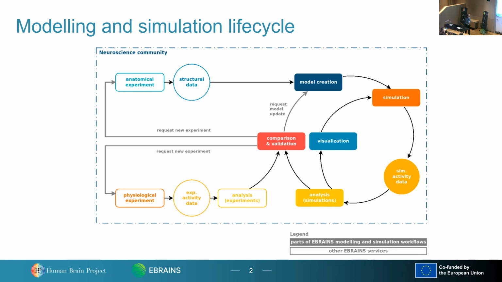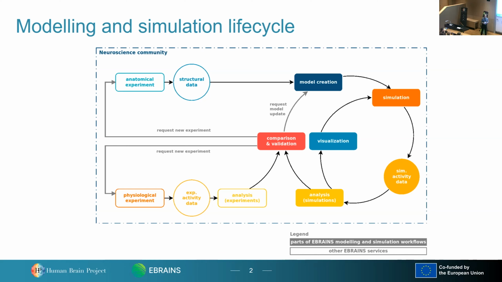So this slide shows a general modeling and simulation life cycle. We have data from experiments, we have structural data, we have neuronal activity data. Using structural data, we can build models, run simulations, analyze the results, visualize the results, and then we can compare the results that we get from simulations to the results we get from experiments, physiological experiments in animals and in humans, and validate the model against the experimental data.